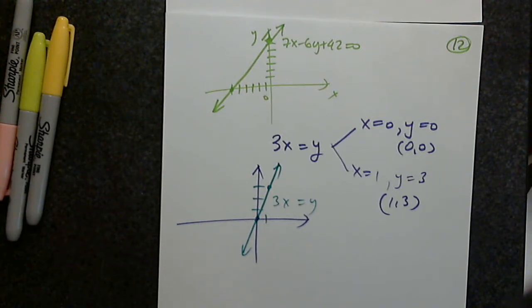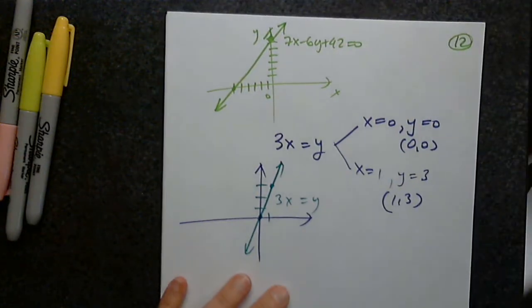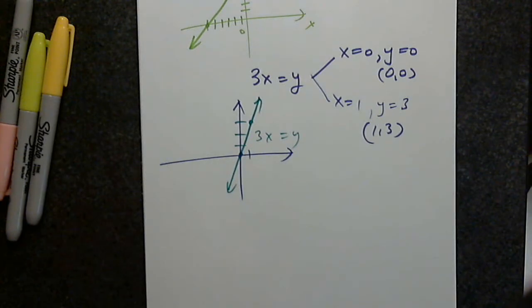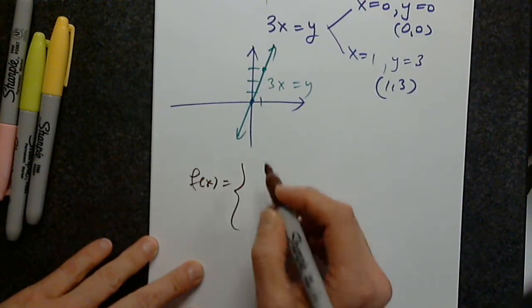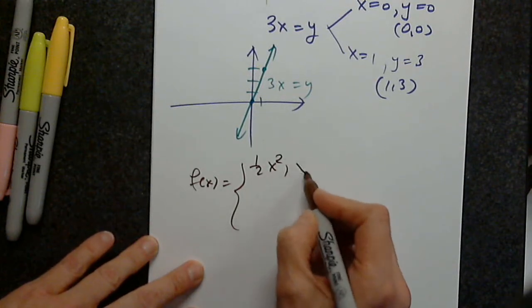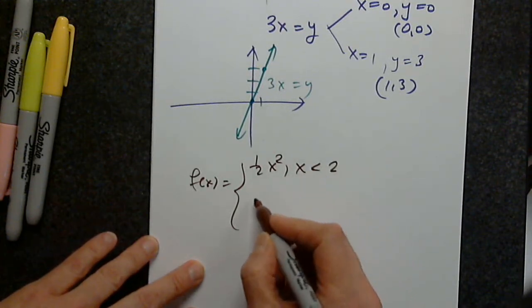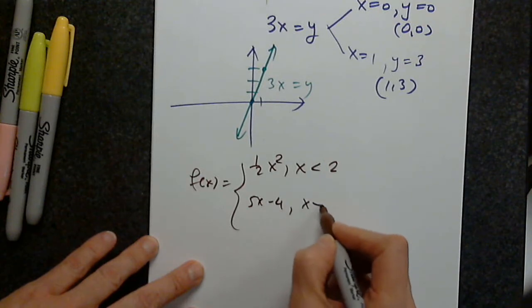Anything else you would like to go back to? Go over 16 one more time? Yes, the piecewise defined function. So we have f of x, which is 1/2 x squared for x less than 2, and 5x minus 4 for x greater than or equal to 2.